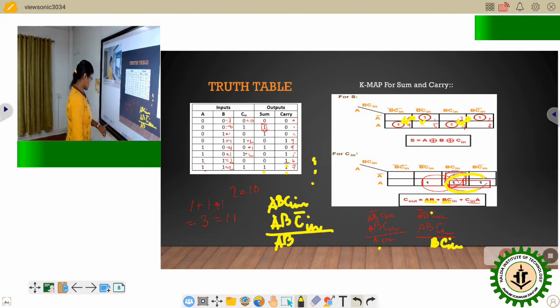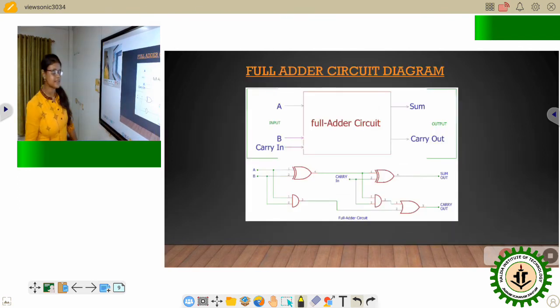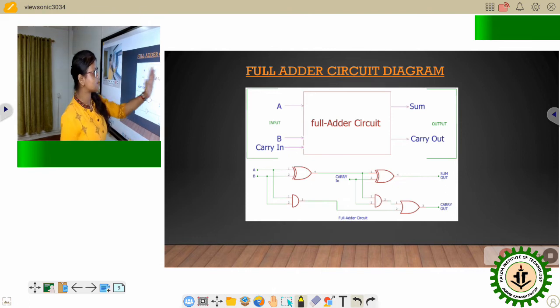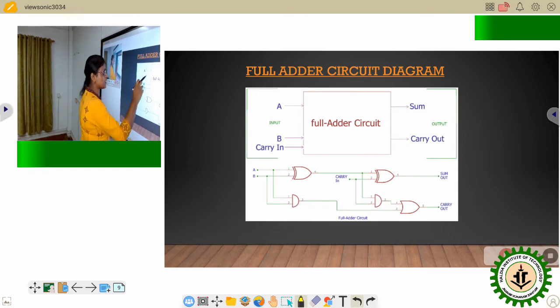Next, this is a full adder. I have told you about 3 single bit digits. So we are getting 3 inputs, A, B and C in, and 2 outputs, sum and carry out. Here there is a diagram for that. In the previous case we got A, C in.